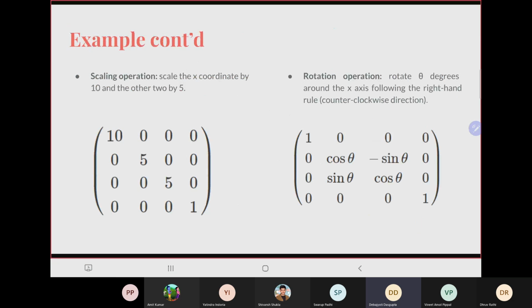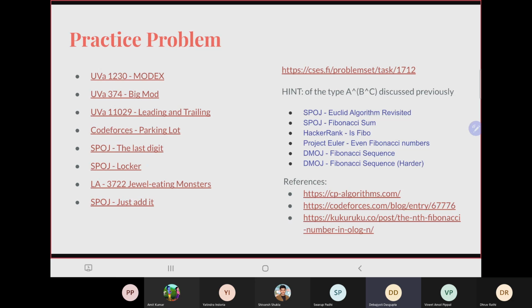Rotation is quite complex, so rotation is usually used independently. You need to memorize this part. I guess you have used cos theta, minus sin theta, and sin theta, cos theta as a rotation transformation. But it's better to memorize this rotation transformation matrix. It's difficult to derive during the competition hours.